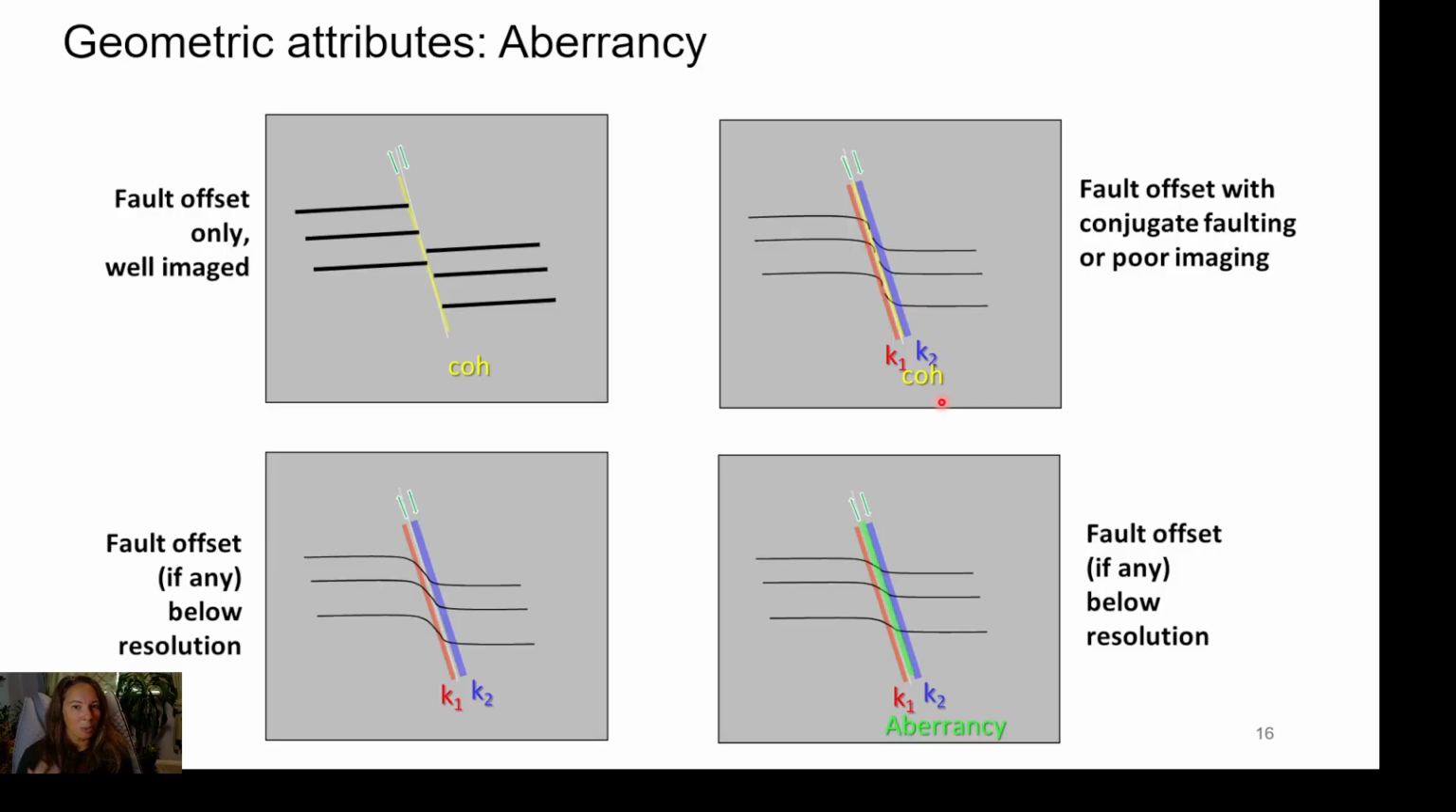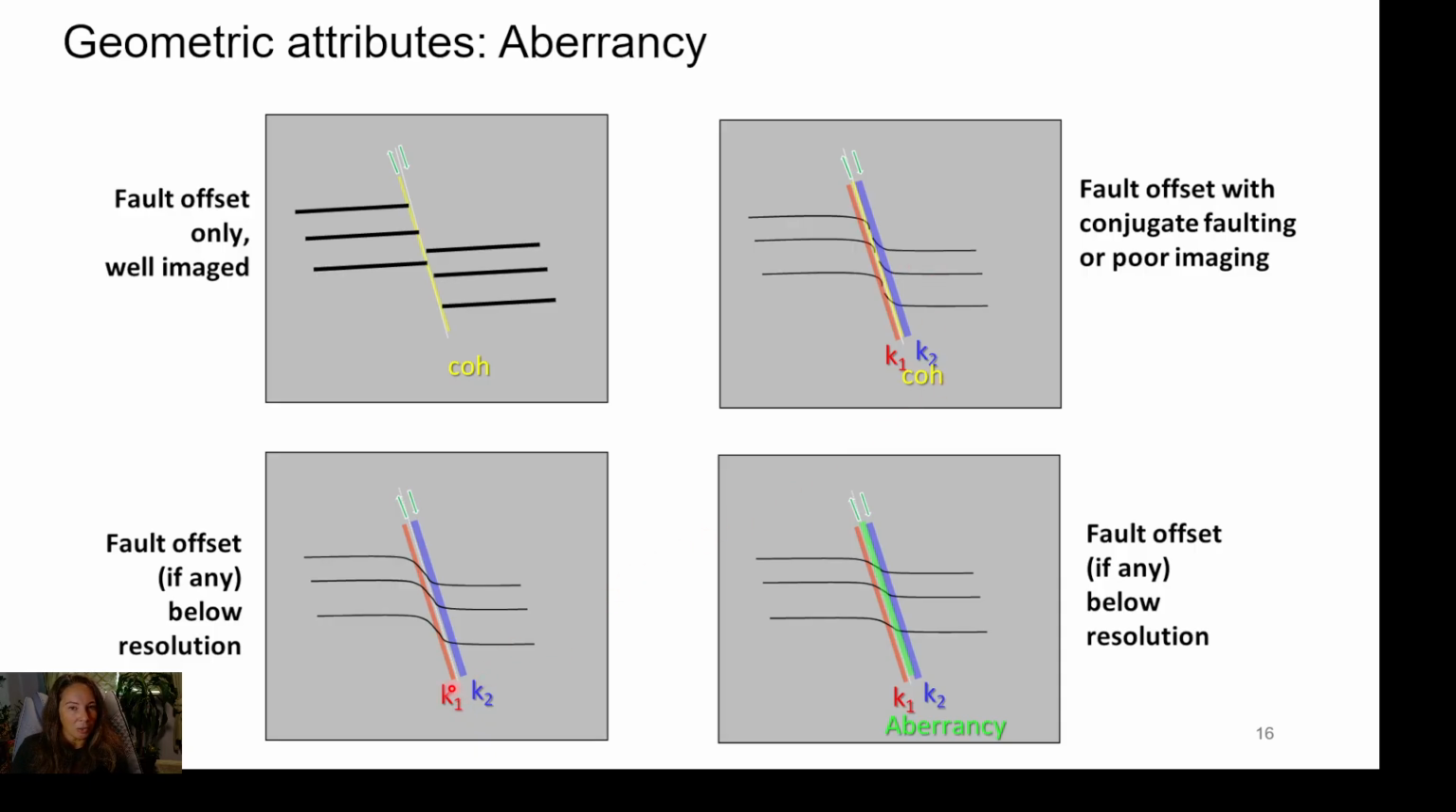The next attribute, which kind of goes in line with dip, curvature, and coherence, is aberrancy. When we look at how these attributes work, with coherence we're able to image best when we have very clear fault offset. For curvature, like I mentioned before, sometimes you've got the curvedness of the seismic horizon, how it looks in the seismic data. So you're picking up a little bit of syncline and anticline with the curvature.